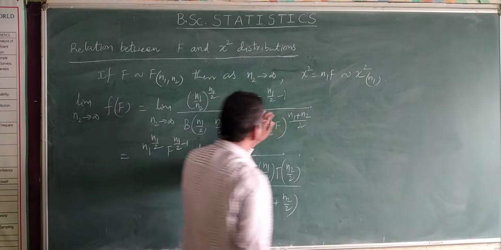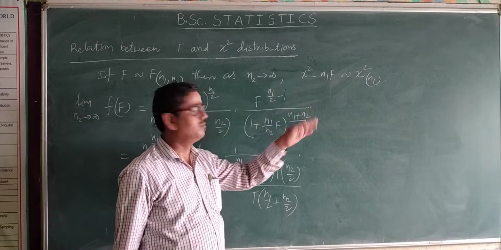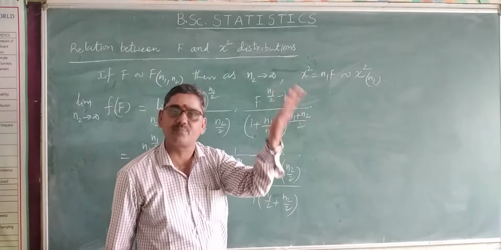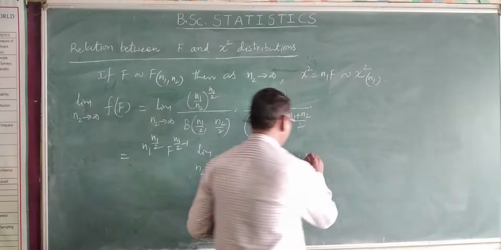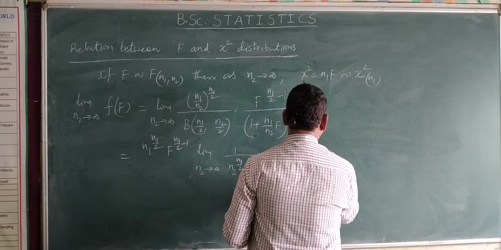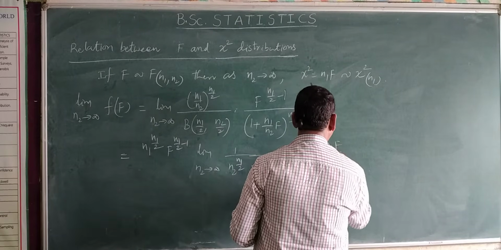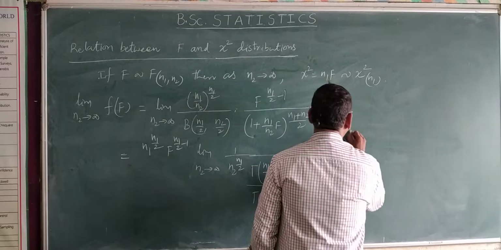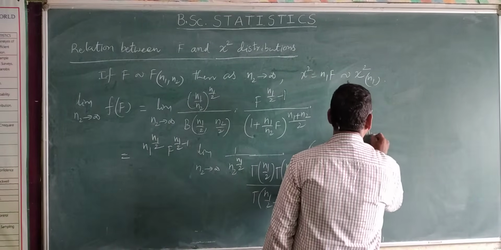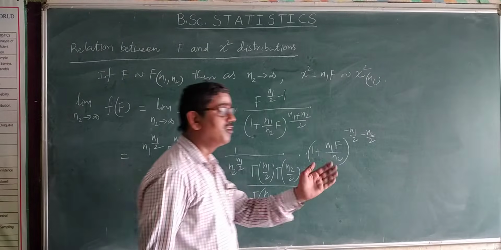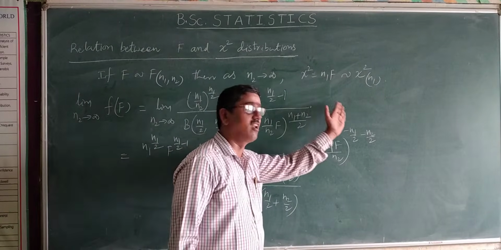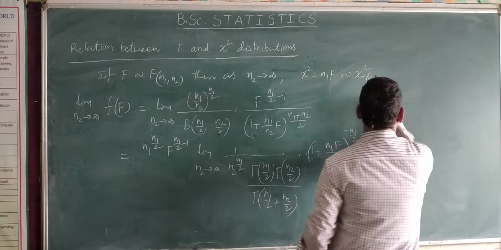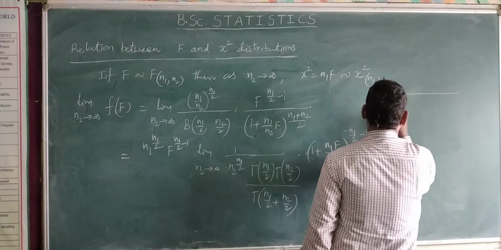Now, for the remaining term, this value I take in the numerator. The power (n1 plus n2) by 2 becomes minus n1 by 2 minus n2 by 2. So I write, multiplied by (1 plus n1 F divided by n2) whole power minus n1 by 2 minus n2 by 2. I have taken this particular value in the numerator. Now I write three particular formulas, so that we can apply them here.